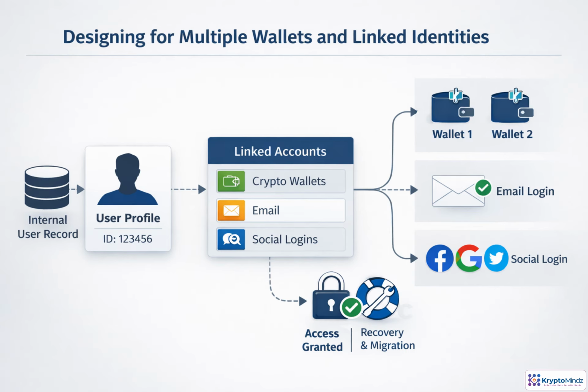Design for that flexibility from the start. The internal user record should be the stable account, while wallets, email, and social logins are linked authentication methods. Each linked identity should store its provider type, address or identifier, chain when relevant, verification state, and timestamps. With that structure, a user can add a second wallet, switch to email recovery, or migrate login methods without changing authorization rules, because permissions still attach to the internal user.